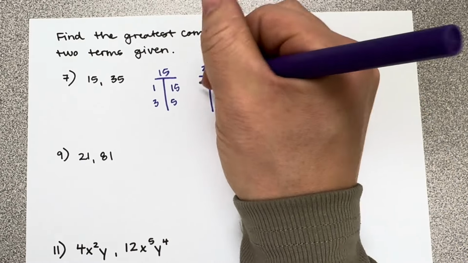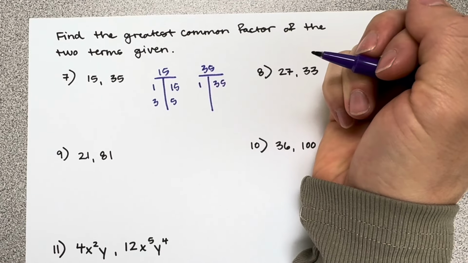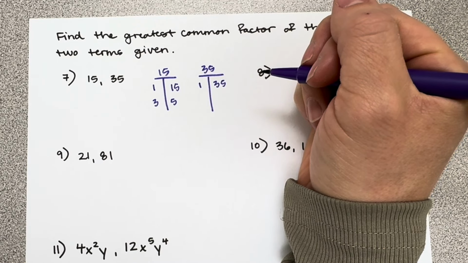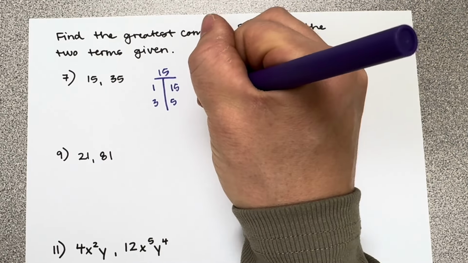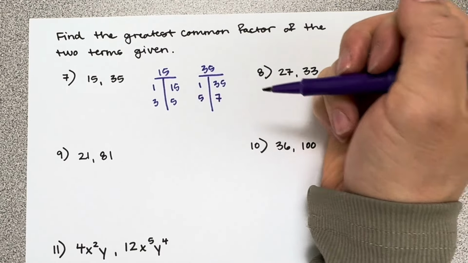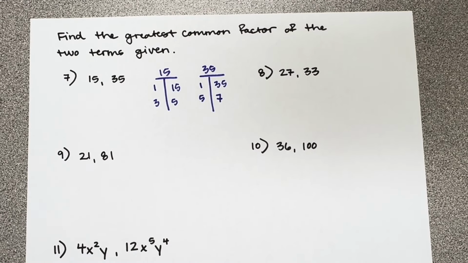Okay, same thing for 35. 1 times 35. 2 does not go into 35. 3 does not go into 35. 4 does not, but 5 does. 5 times 7. Okay, 6 does not, 7 does, and it's on our list. Okay, so we are done. Once you start going back up the list, then you are done.